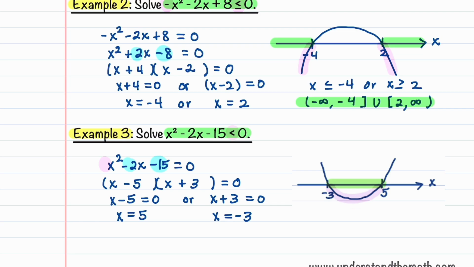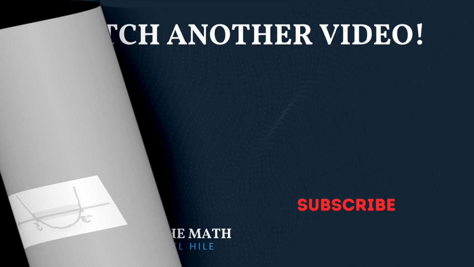And we can write this as minus 3 is less than x is less than 5. There's no equal sign there, so we don't have an equal sign in our inequality. And we can then write this in interval notation as minus 3, comma, 5. And that's our solution. I hope that you now feel more comfortable solving quadratic inequalities.